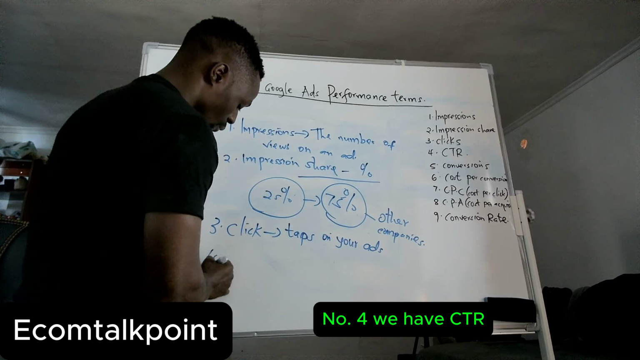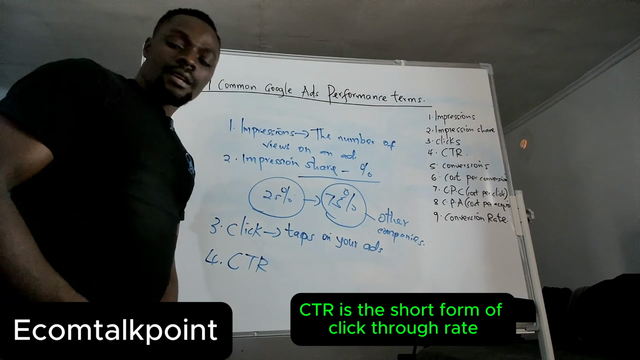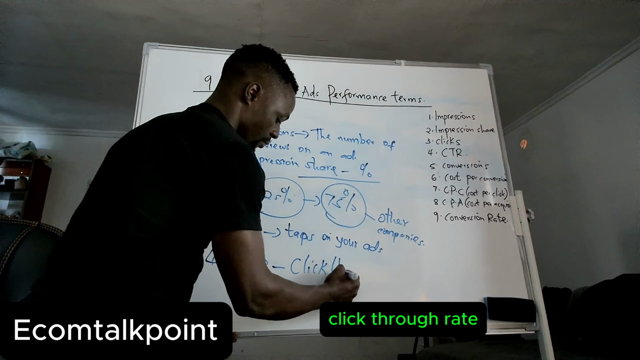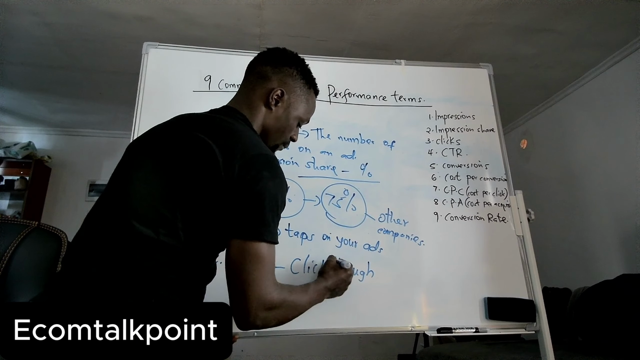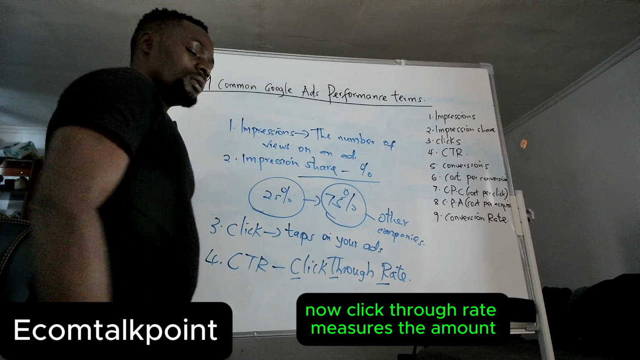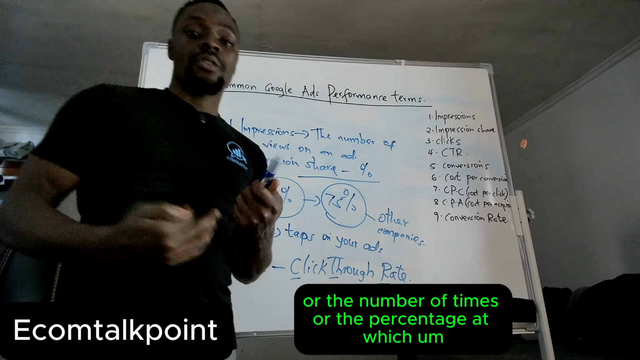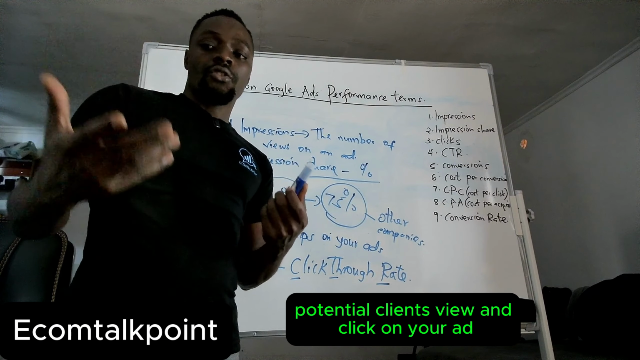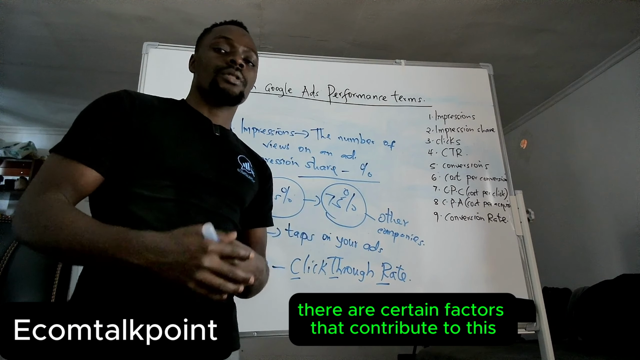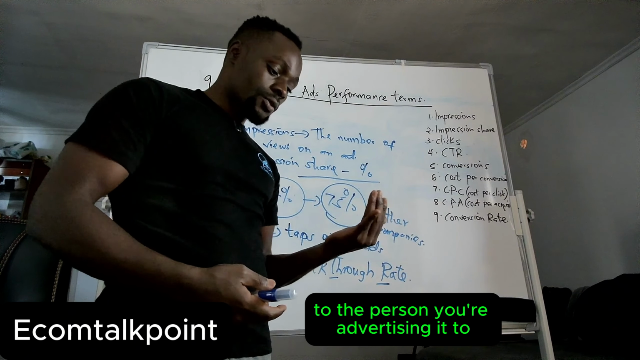Number 4, we have CTR. CTR is the short form of click-through rate. Click-through rate. Now, click-through rate measures the percentage at which potential clients view and click on your ad. There are certain factors that contribute to this. One of those could be relevance. How relevant is your ad to the person you're advertising it to?